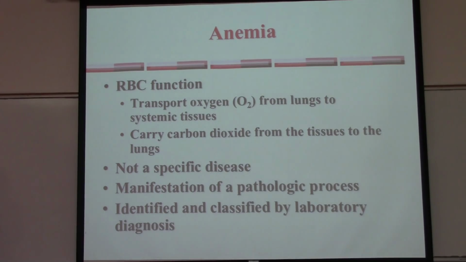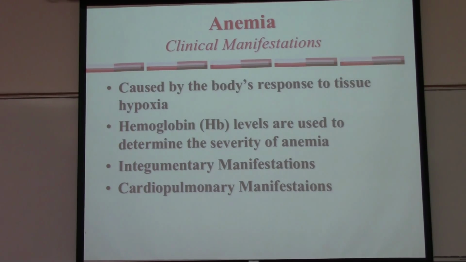A patient who has an anemia, it's not a specific disease. Rather, it is a manifestation of some pathological process. There's something going on that's producing anemia. And the way that we determine what kind of anemia it is, a lot of that has to do with the lab data. Your clinical manifestations are caused by the body's response to this hypoxia. We can say something about the severity of the anemia by the level of hemoglobin.